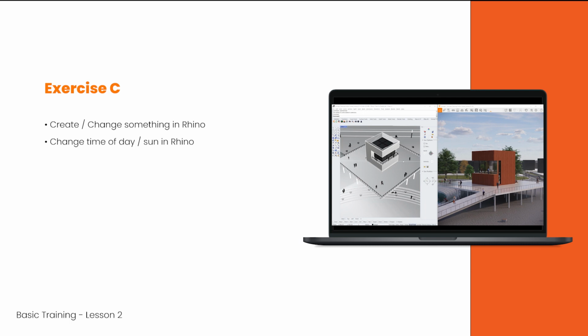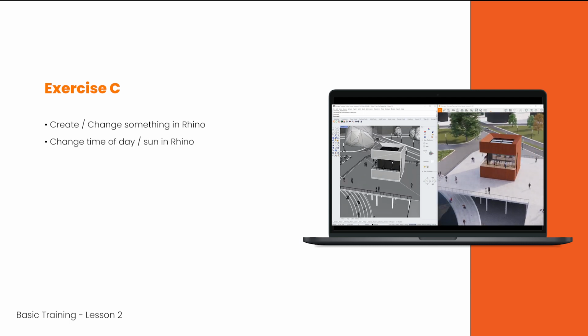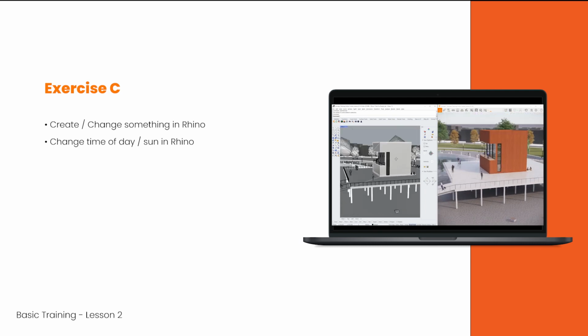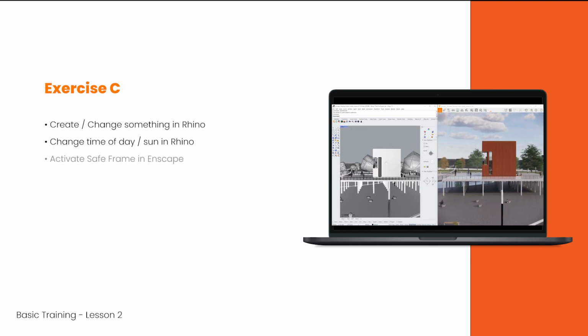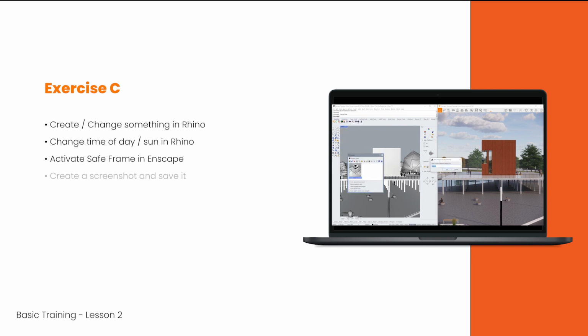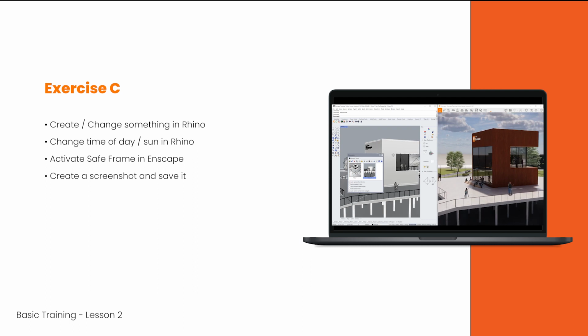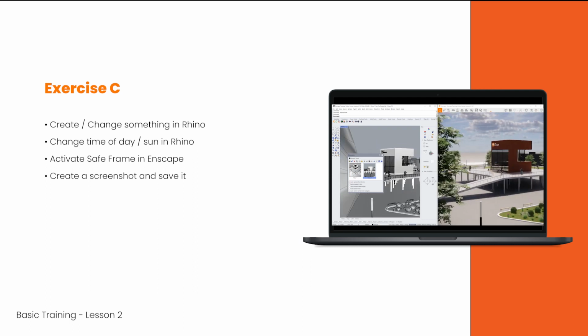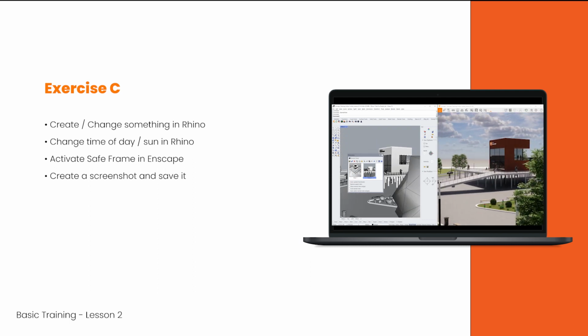Then set the right mood by adjusting the sun settings in Rhino. Pick a nice time of day for your image. Lastly, let's create another rendering. Don't forget to enable the safe frame to get the right view. Store your image in the same folder like before and call it lesson2_screenshot2.png. Take your time, pause the video, and once you feel ready, we'll continue in the next part of the lesson.